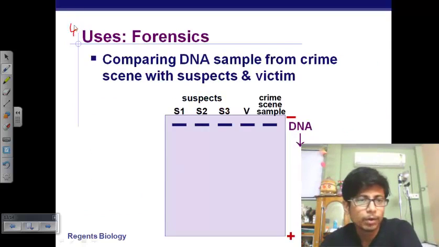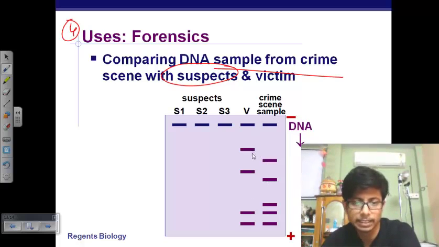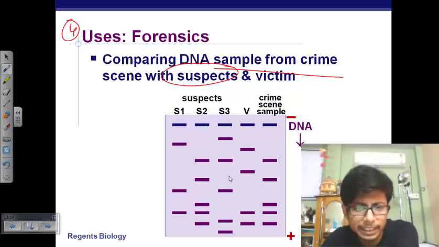The use number 4, we can use it for forensics, to study the suspect and the victim, as well as take a sample from the crime scene to actually find out the suspect. So let's say here this is the crime scene sample, then we have the sample for the victim, to exclude that out, then we have 3 different suspects, and we run gel electrophoresis, and after that what we find is something like this.